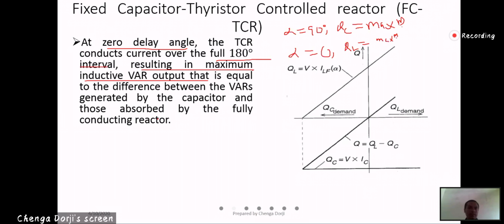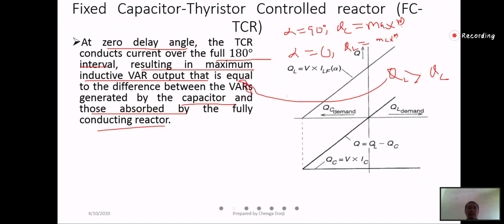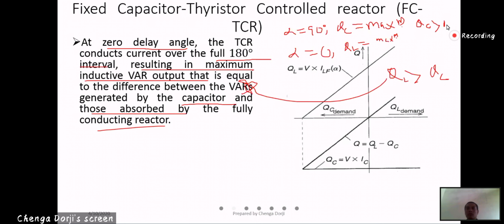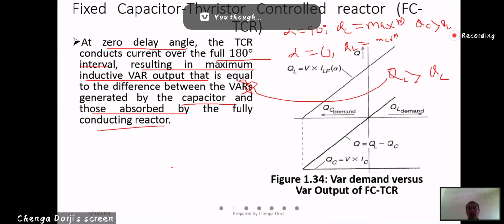So QL is maximum, and it is actually equal to the difference between the var generated by the capacitor and the var absorbed by the fully conducting reactor. So QL is greater than QC in this case. In the first case, QC is greater than QL. So these are the characteristics of the FCTCR.